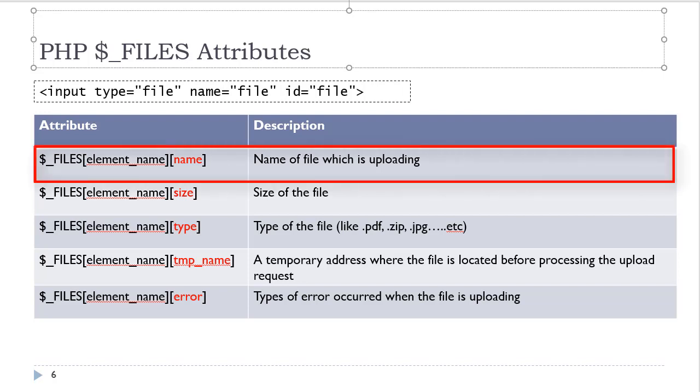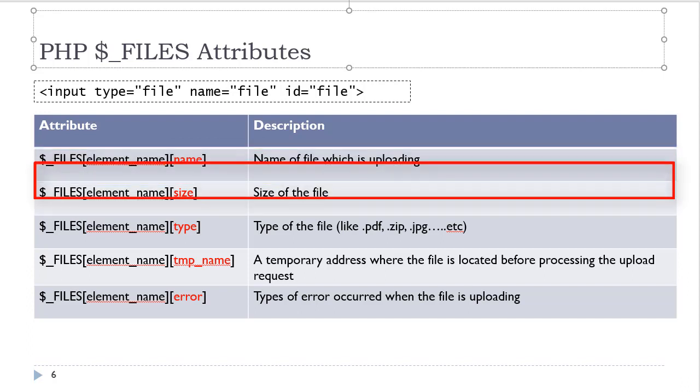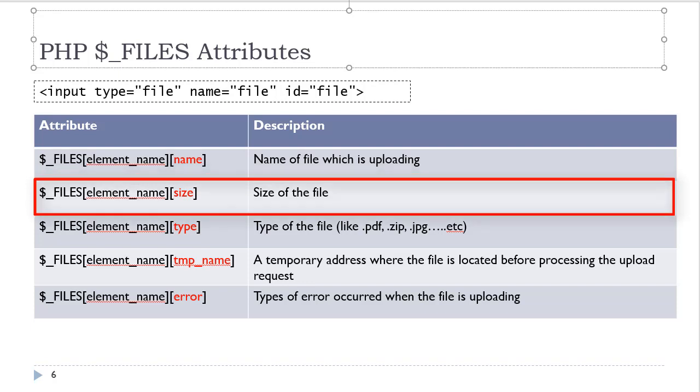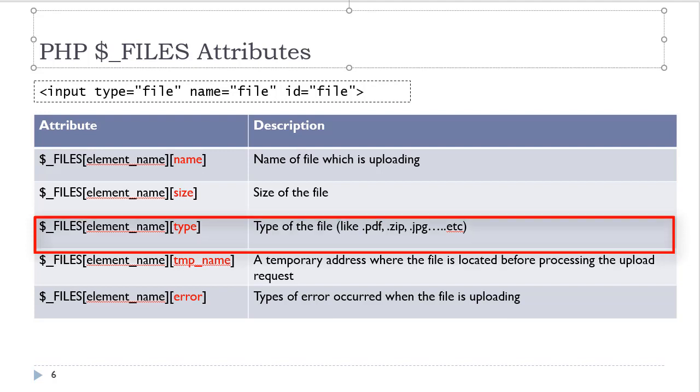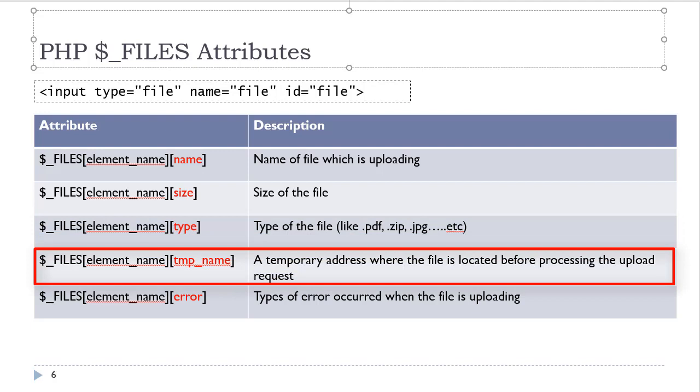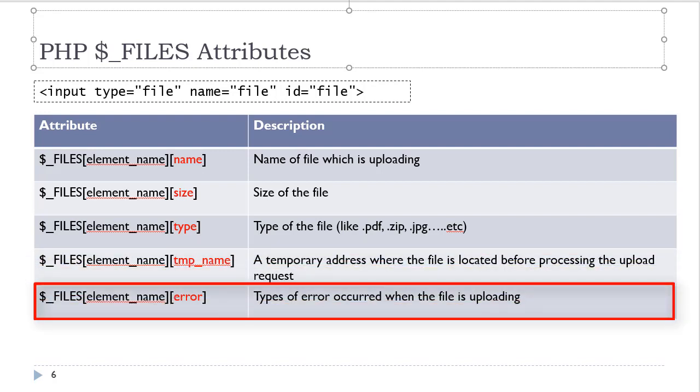The first one is name, and that will return the name of the file which is being uploaded. The second one is size. That will return the size of the file. The third one is type. That will return the type of the file, such as a PDF, a JPEG, a zip, etc. The next one is tmp_name. That is the temporary address where the file will be located before the request is finished being processed. And the last one is error. There are many types of error messages, and we can use this attribute to find out more about the errors.